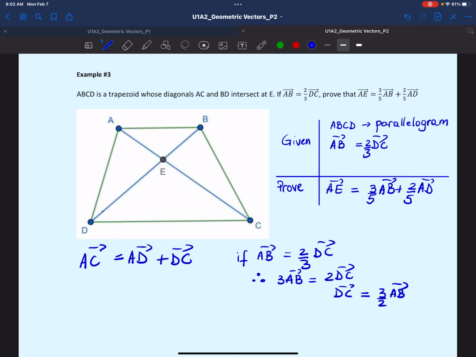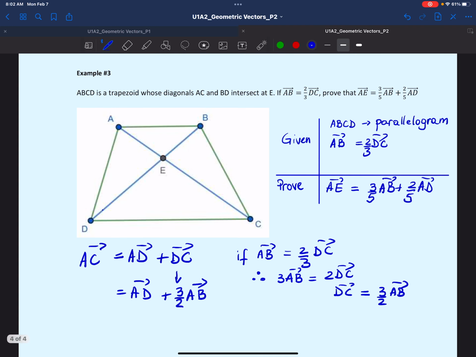I'm kind of happy with this. So I will substitute DC by 3/2 AB, and I'm going to leave AD where it is, because again, these are vectors that I like to have in my statement: AB and AD. So I'm happy with my right side.